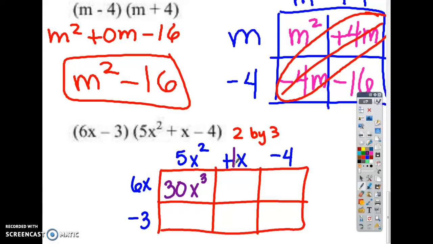6 times 1, positive 6. How many x's? X squared. 6 times negative 4, negative 24. How many x's? 1. 5 times negative 3, negative 15. How many x's? 2, right? X squared. Negative 3 times 1, negative 3. How many x's? 1. Negative 3 times negative 4, positive 12.